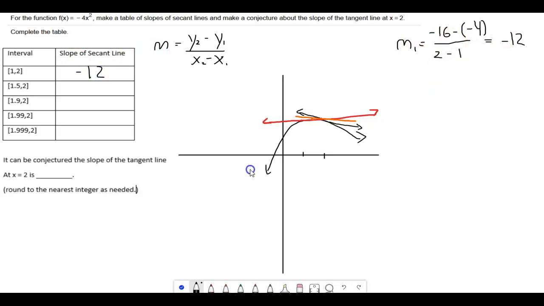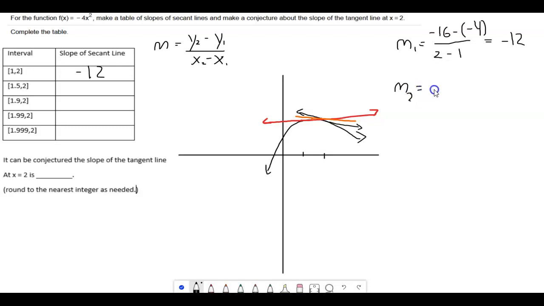So that should be my slope for this line, negative 12. I know it doesn't correspond to this one right here. This is just kind of an arbitrary graph. When we're done, I'm going to put this actual graph in there, and then we'll see what that slope looks like.